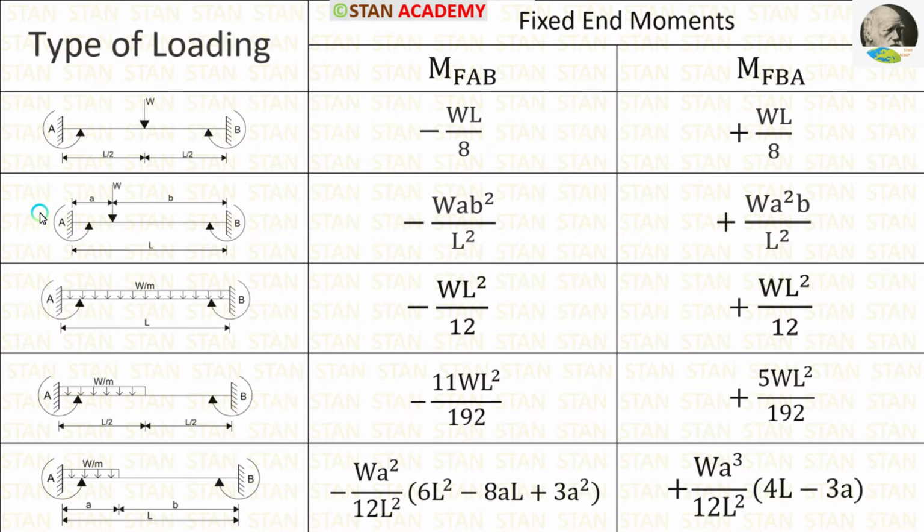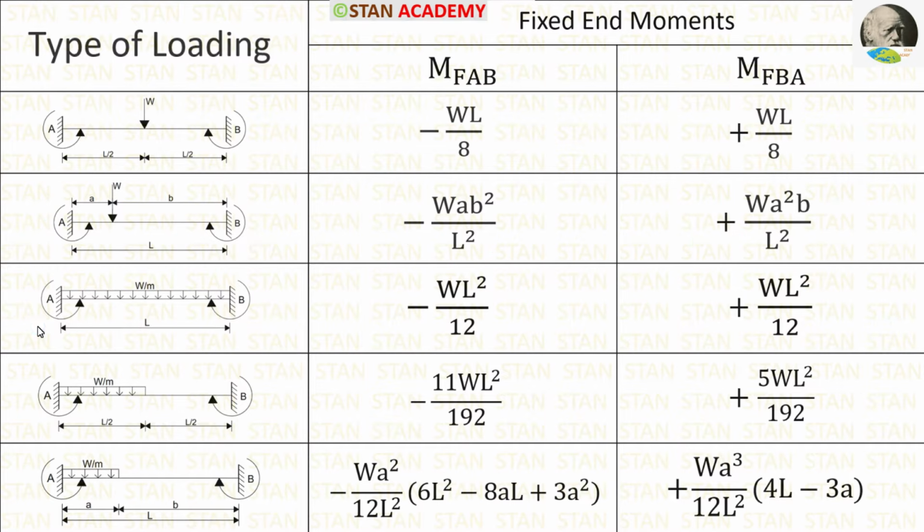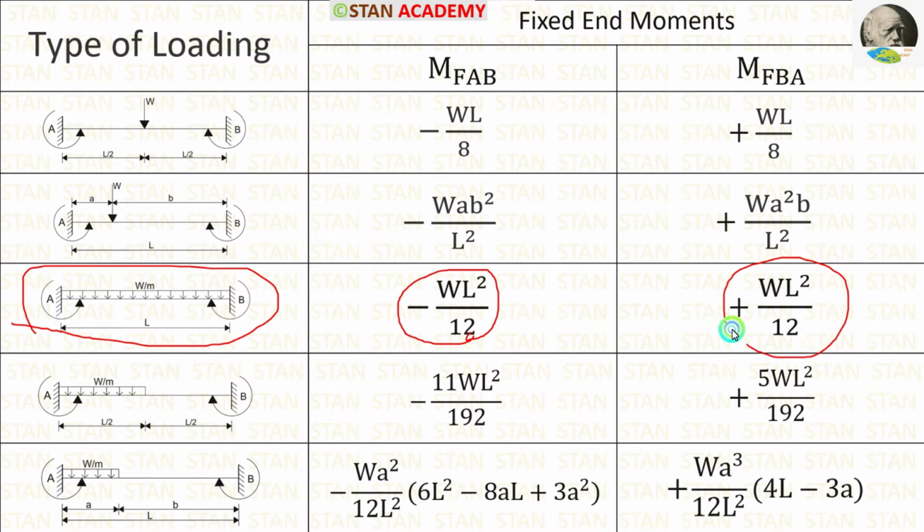In the span BC, there is a point load. That point load is not acting on the center. So we have to select this condition. The formulas are minus WAB square upon L square and positive WA square B upon L square. In the span CD, we are having UDL acting for the full span. So we have to select this condition. The formulas are minus WL square upon 12 and positive WL square upon 12.